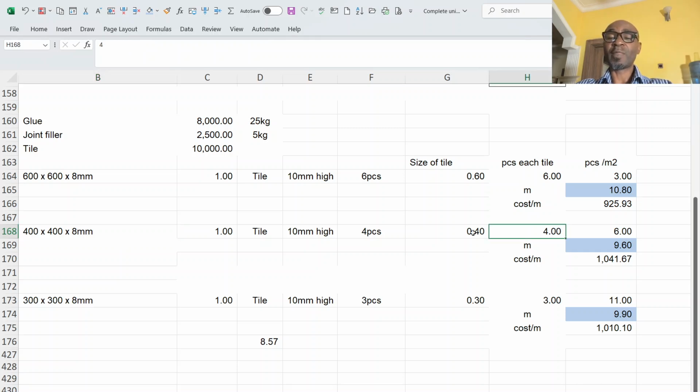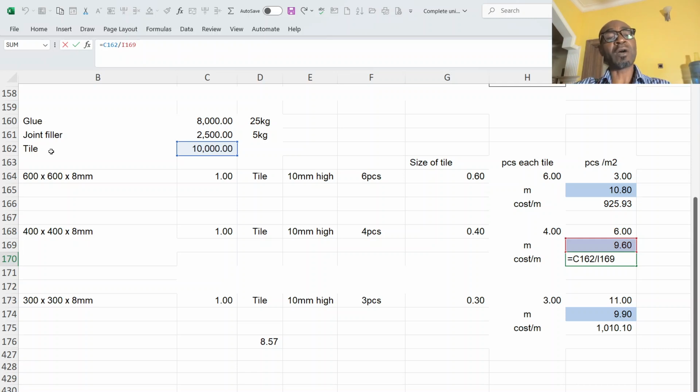and the length is 40 and the pieces in a square meter is 6. If you multiply it, you're going to have 9.6 linear meters. And then you divide it by the cost per square meter of the tiles, assuming all floor tiles are from the same brand, irrespective of their sizes, their prices are the same.